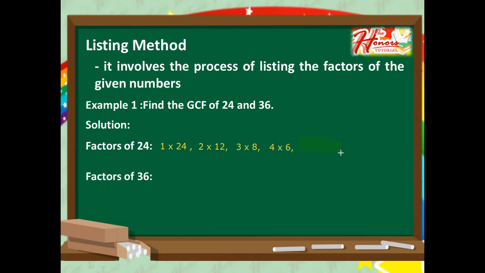Let's write it properly. How do we write it properly? We write it in ascending order. So therefore, we have to write it as 1, 2, 3, 4. And then after that, 6, 8, 12, 24. So this is the correct way of writing the factors of 24.